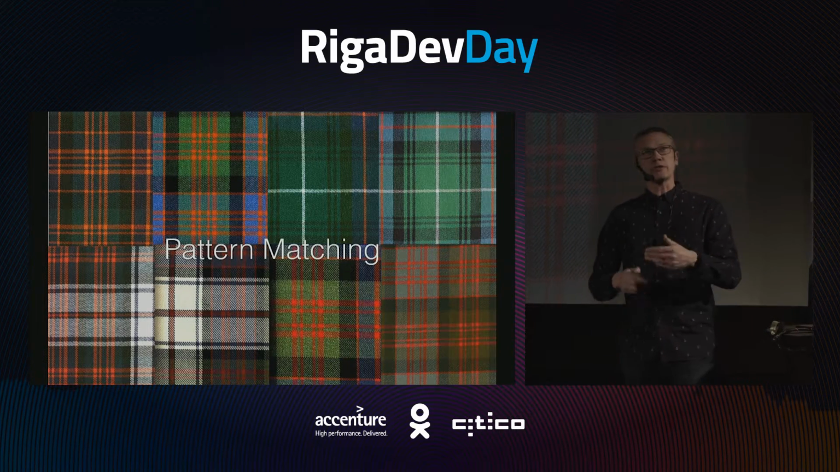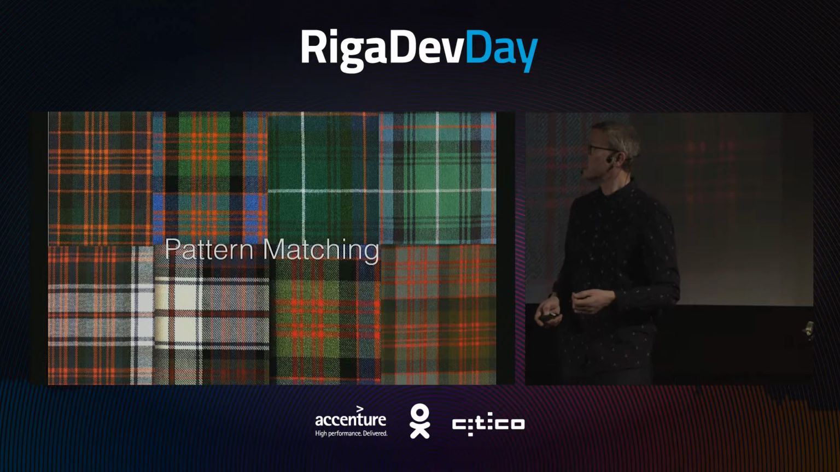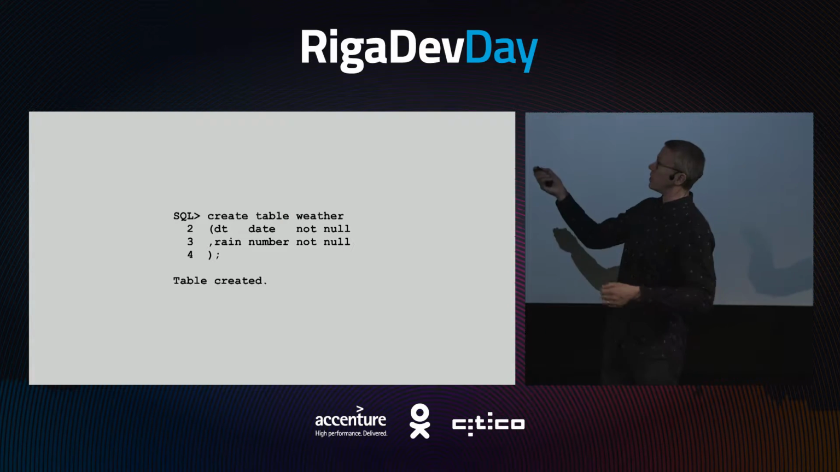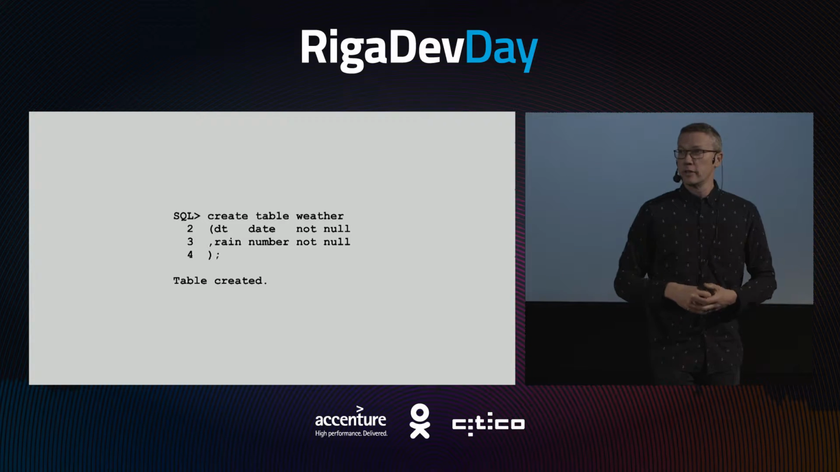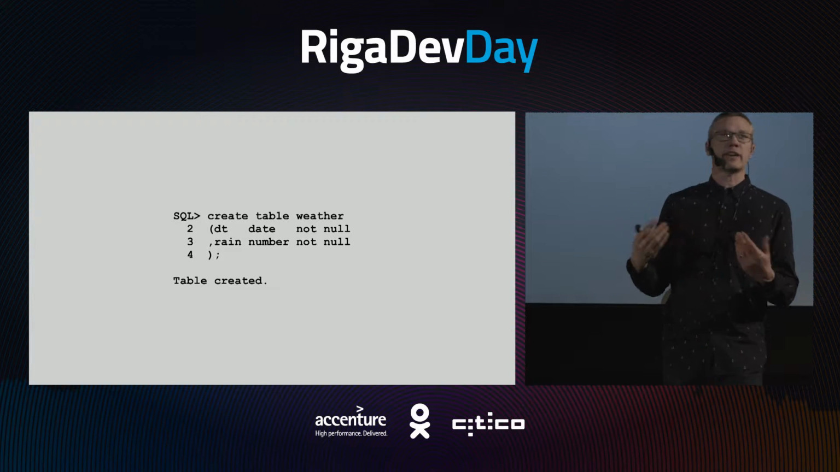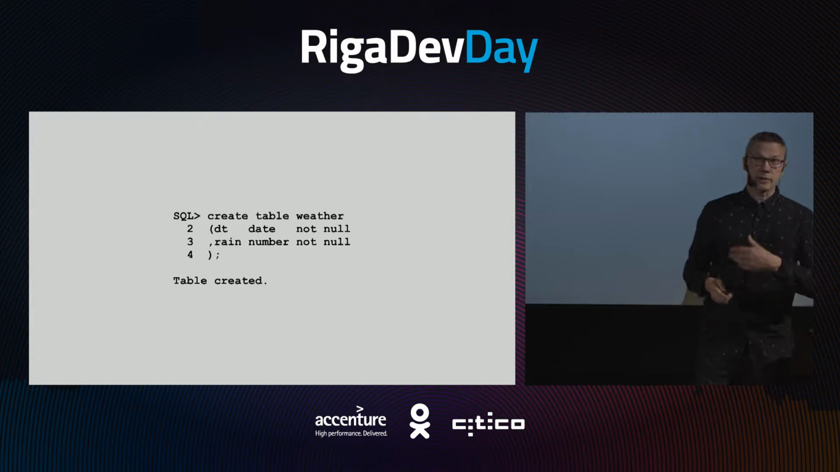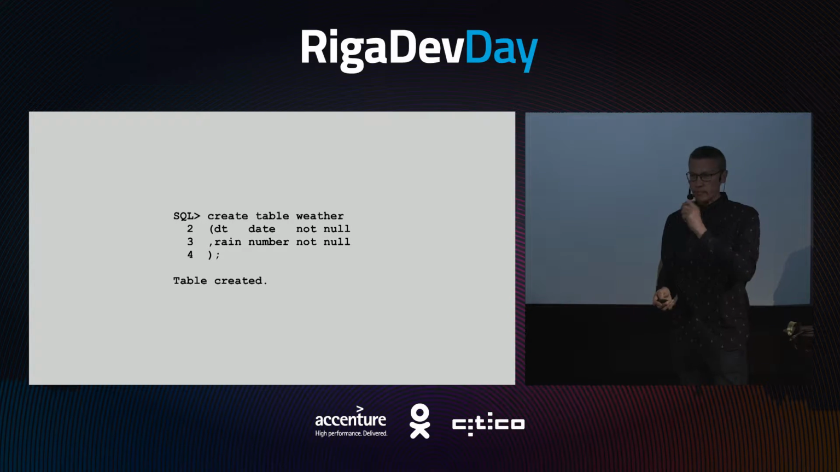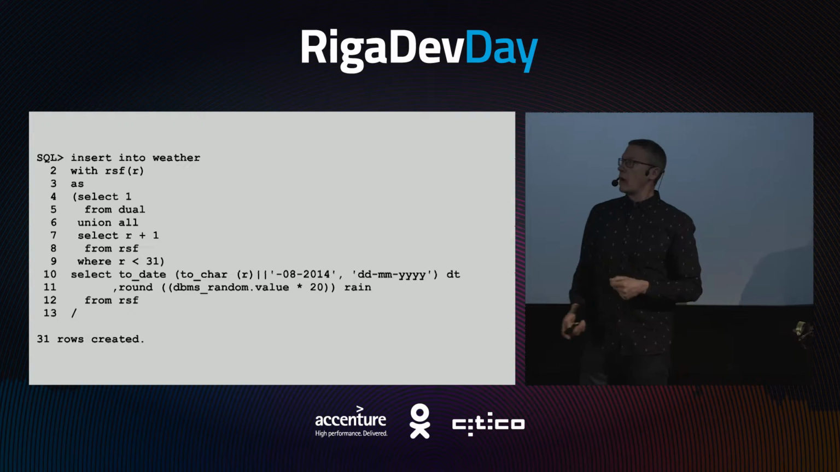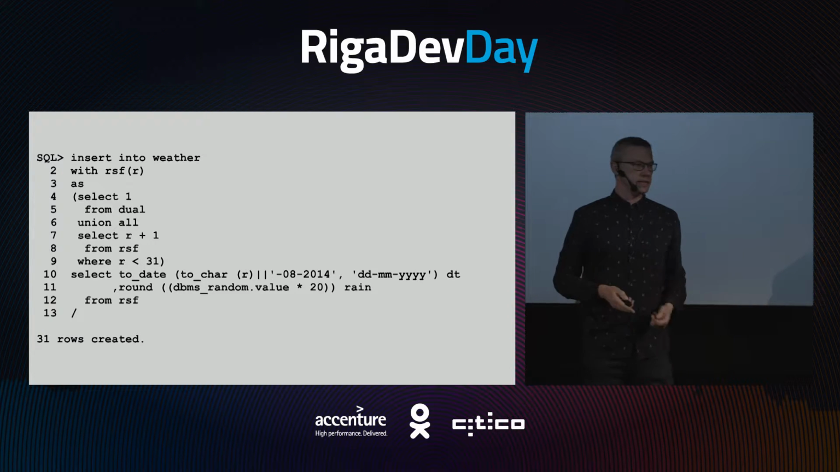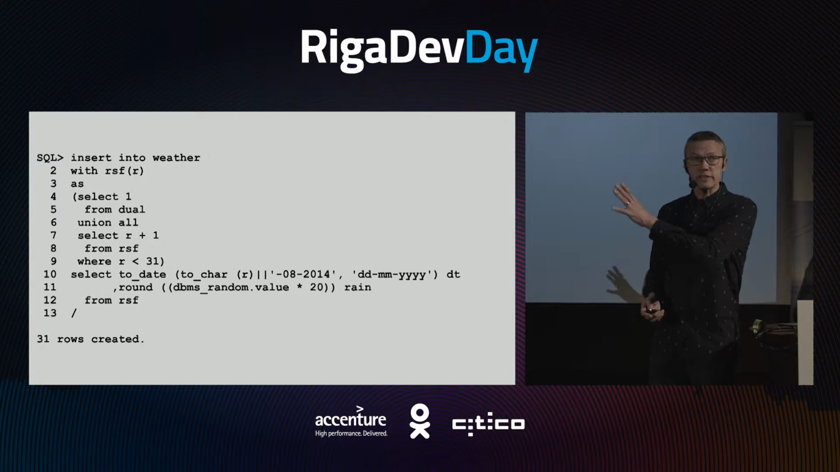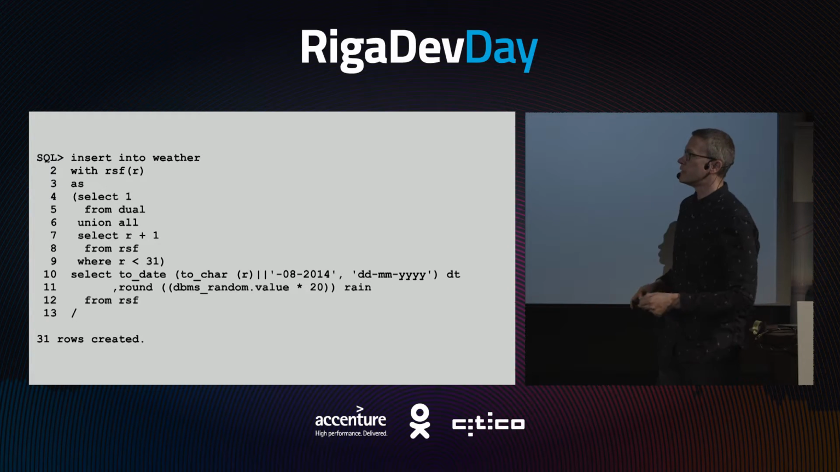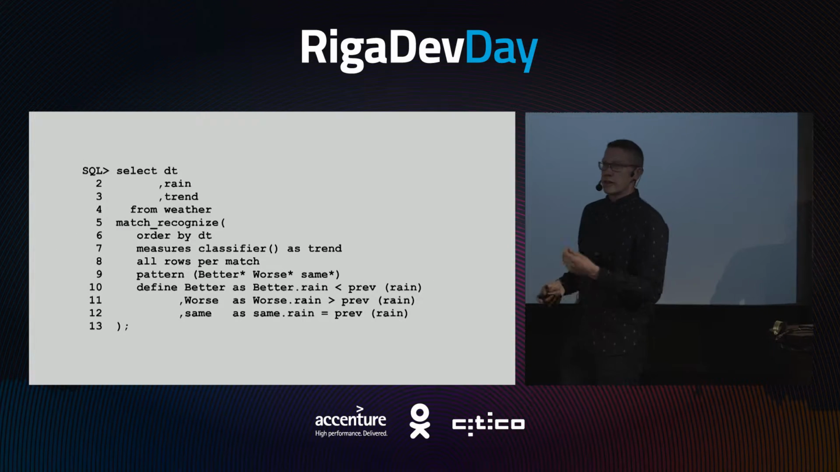For this example, just to show you what it is, pattern matching, I created a table, weather. It has a certain date on it and the amount of rain that falls. Like I said, I'm from the Netherlands. We get a lot of rain, right? So that's why I picked this example. I populated this simple table with some random data. This is not the most exciting stuff that's happening here.